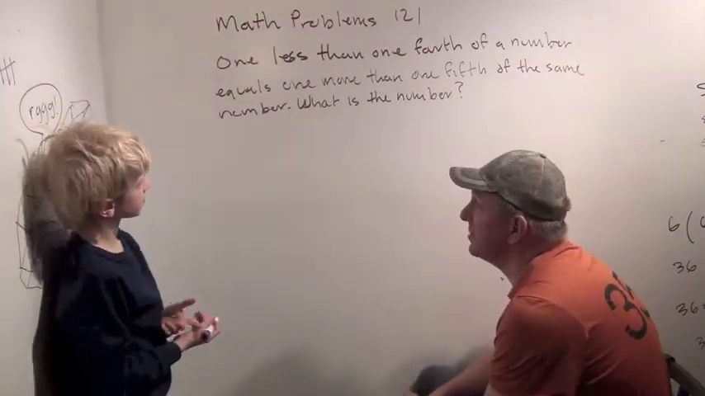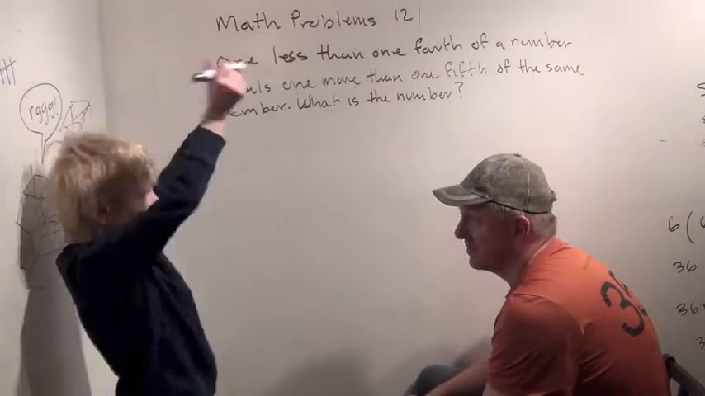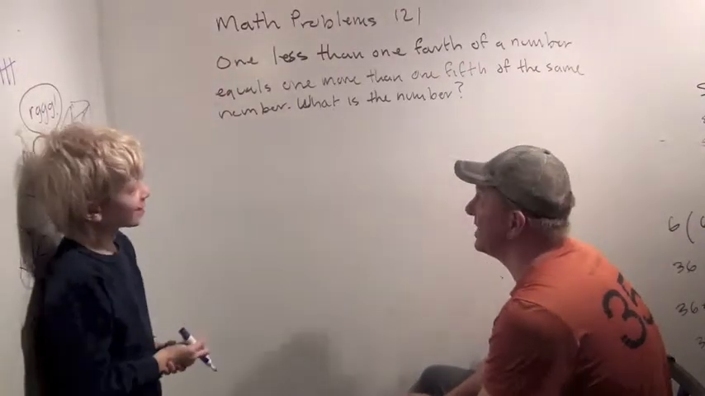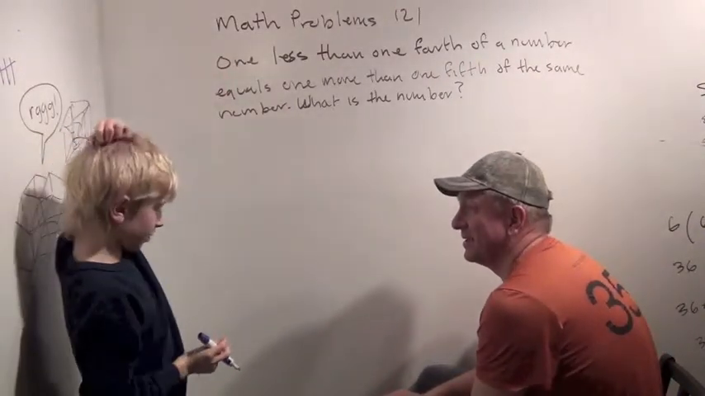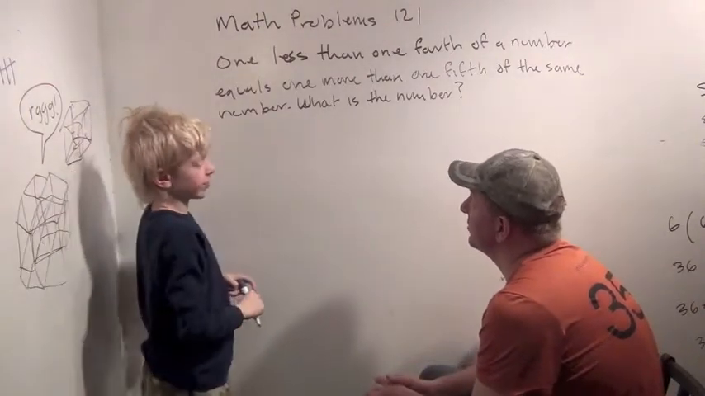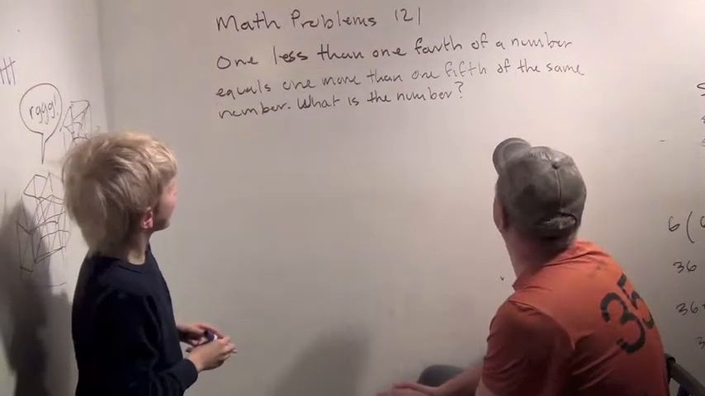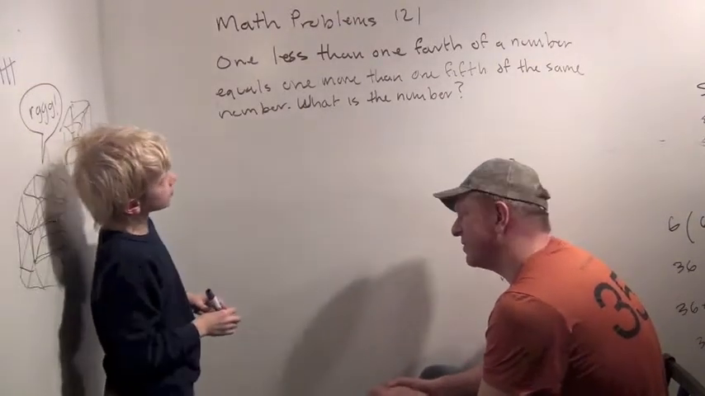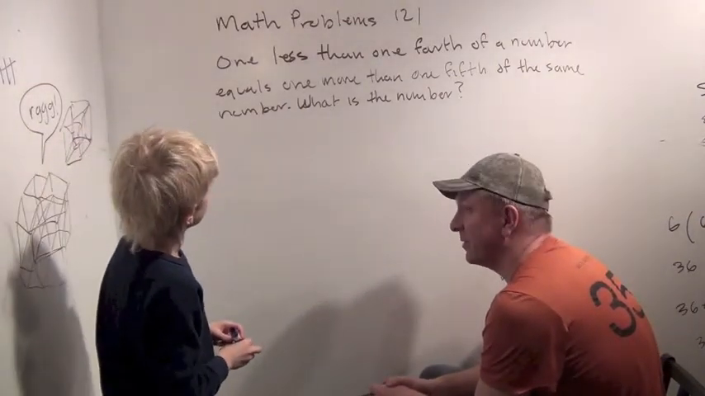All right, so what do we got to do? First, read the problem carefully. We did that. Okay, so what's the next step? Convert the words into numbers. All right, 1 less than 1/4 of a number. How are we going to turn those words into math?